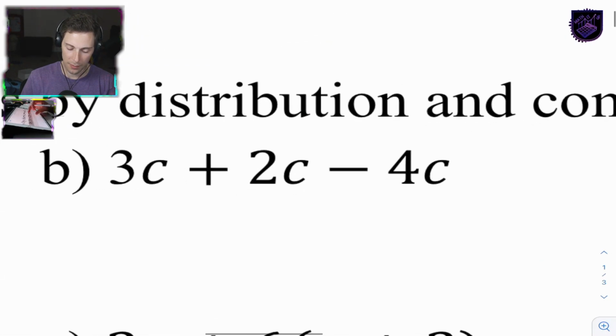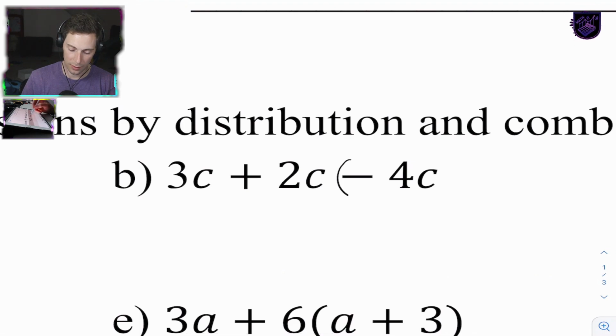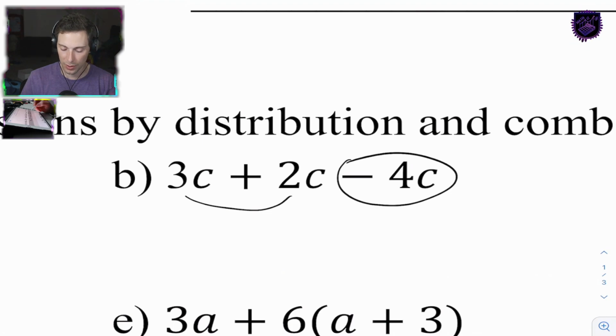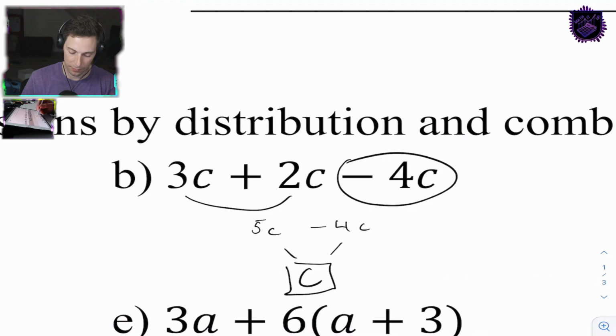Question 1b. This goes together as a negative, so 3c plus 2c is 5c, minus 4c. That's going to equal just c. That's our answer. C.